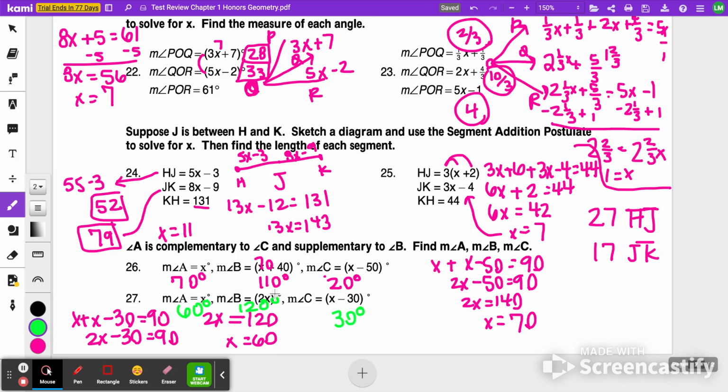120 degrees. That is going to conclude our review of Chapter 1. Hope this helped you prepare for your test tomorrow, and good luck with your Chapter 1 test.